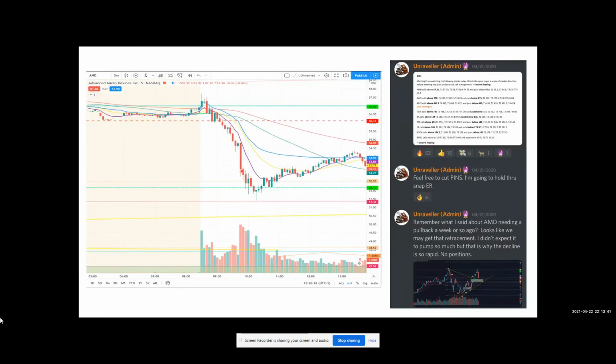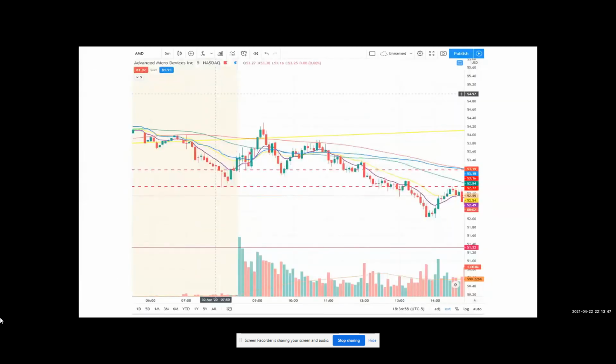That's how you scalp. That's how you risk it. This is a high probability thing when scalping, in my opinion. Okay. Next, AMD trade that I shouldn't have taken.